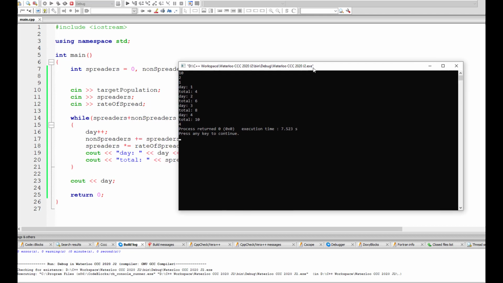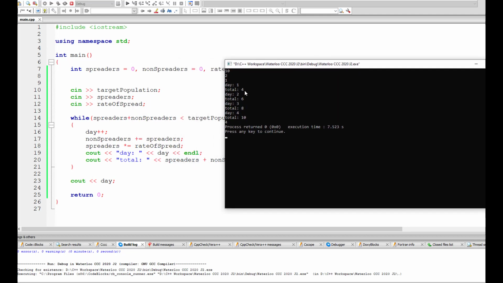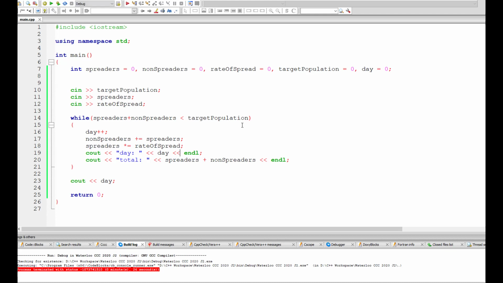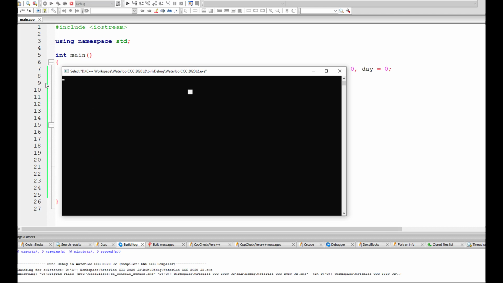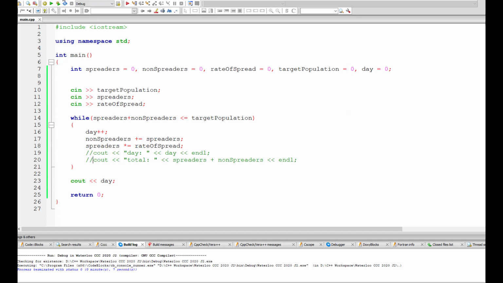Okay, so we start off with 2 people, and on day 1 we have 4 people. That's correct. Day 2, 6. Day 3, 8. Day 4, 10. The reason why is that we're trying to see how many days it takes to exceed the population, but we only went as long as less than, and it should be less than or equal to. All right, so let's take this away here and try it again. Okay, 10 to 1. This should be 5. Yep.